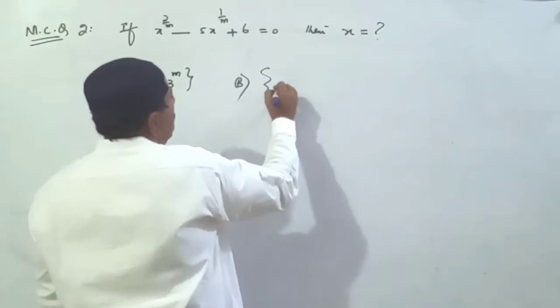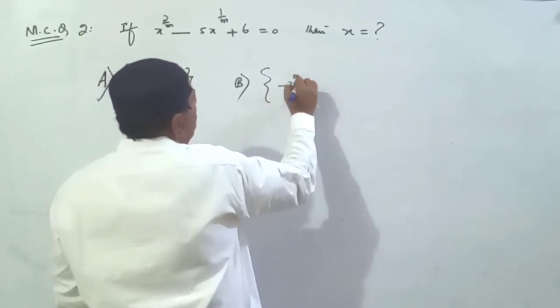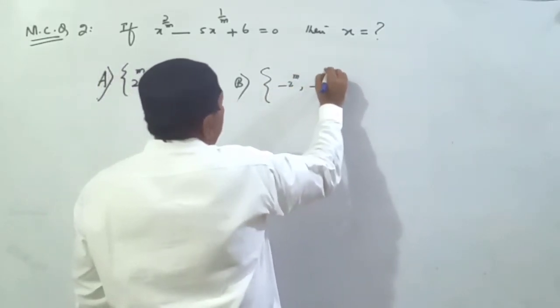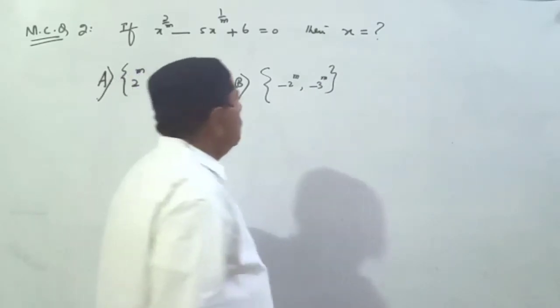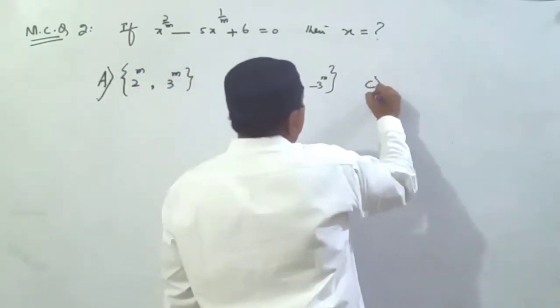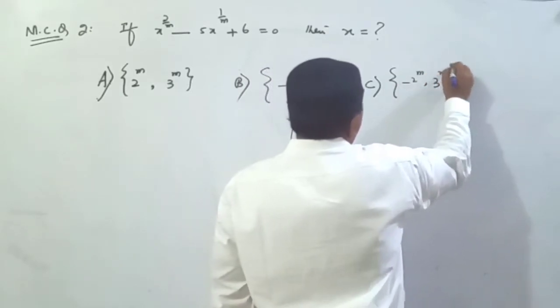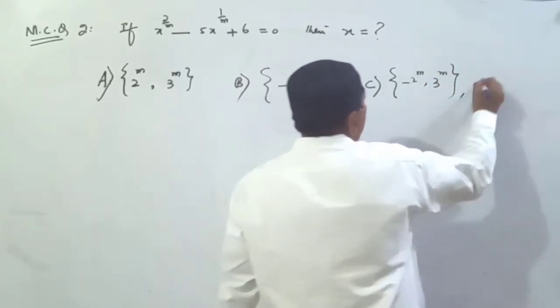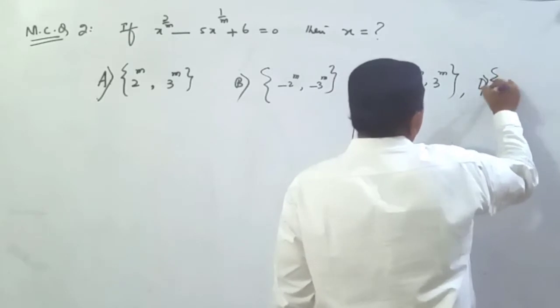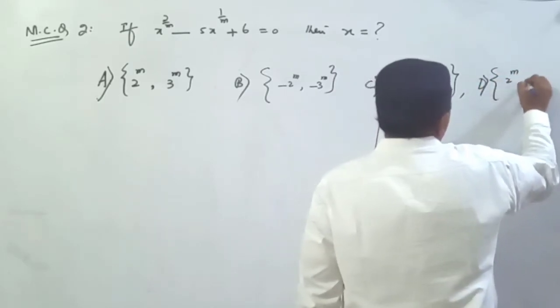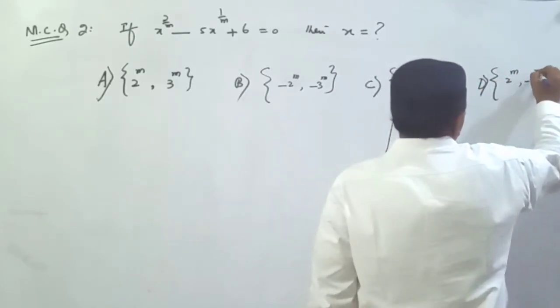It's minus 2 power m comma minus 3 power m. C is the option. Minus 2 power m comma 3 power m. And also D is the option. 2 power m comma minus 3 power m.